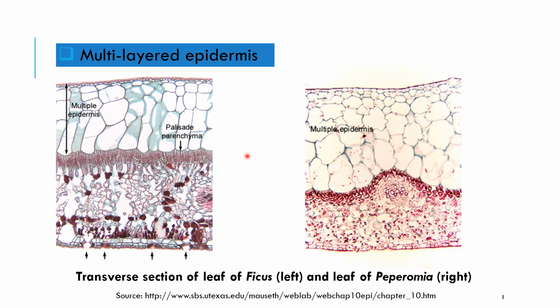And this is a plant that has a multi-layer epidermis, such as the leaf of Ficus. You can see many layers of epidermis cells, and this is also a Peperomia plant. You can see more than a single layer of epidermis.